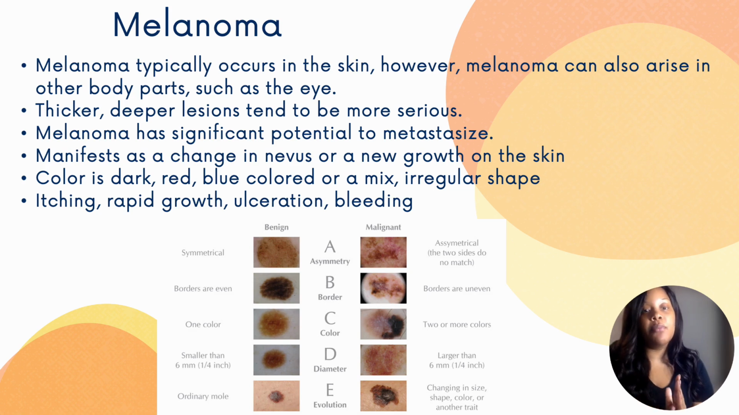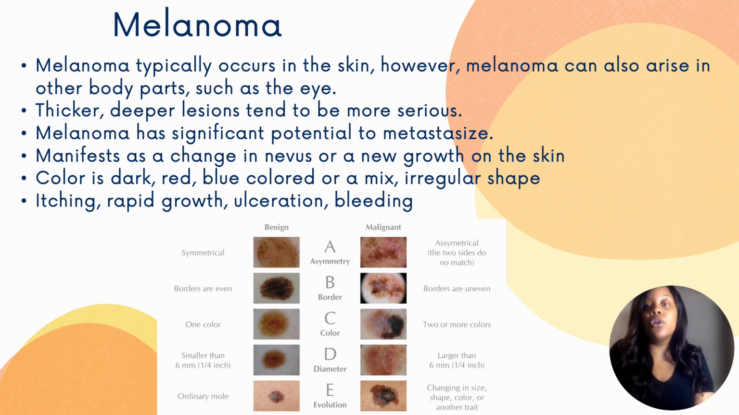So anytime you have a patient who has a mole or something, we always want them to watch it to see if it's changing in color and all that. The color of this one is going to be dark, red, blue colored, or a mix. The shape is going to be irregular. They may complain of itching, ulceration, bleeding, and all that stuff on there.